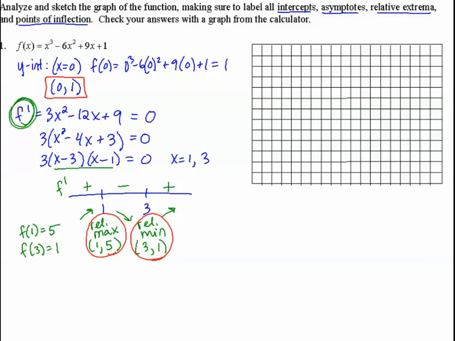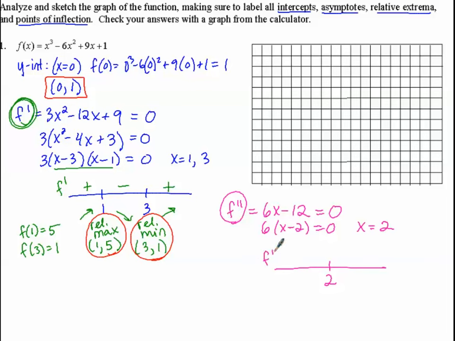Now I move on to the second derivative. What is the second derivative going to tell me? So my second derivative, f double prime, looking back here, it's going to be 6x minus 12. Again, set it equal to 0 for my PPOIs, my possible points of inflection. Doing some factoring gives me 1 PPOI at 2. So I put 2 on my number line, and now I am testing the second derivative.